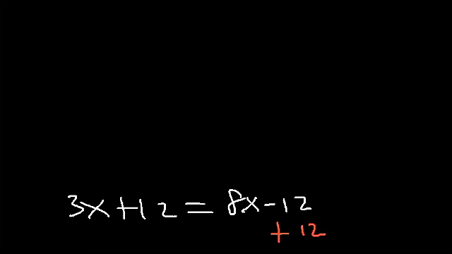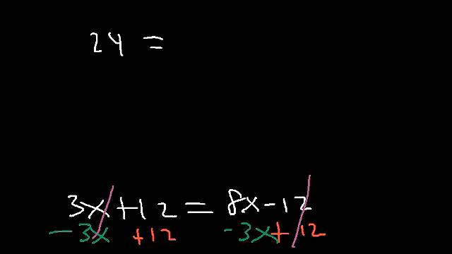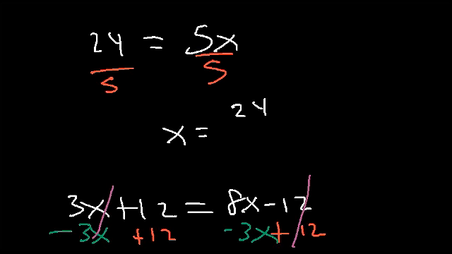Let's add 12 to both sides, and let's take away 3x from both sides. 12 plus 12 is 24. 8x minus 3x is 5x. So therefore, x is equal to 24 over 5.